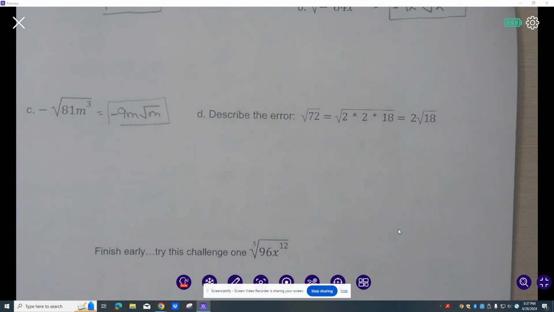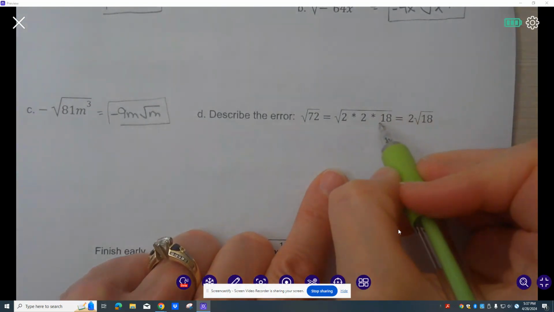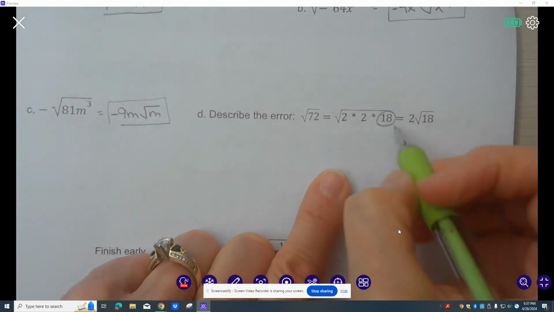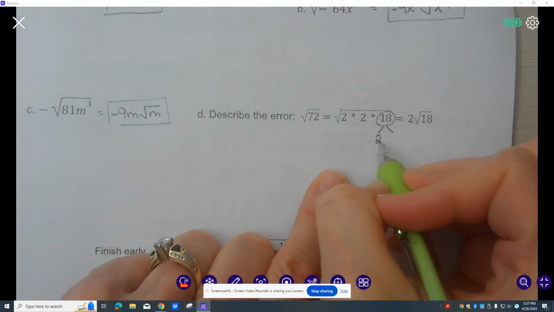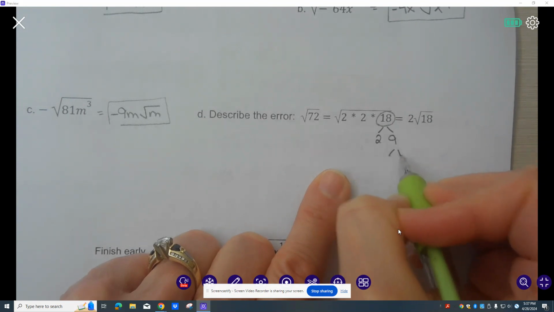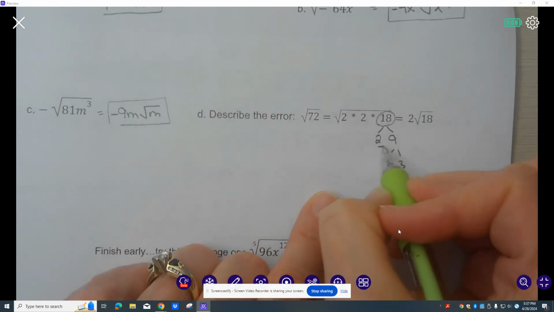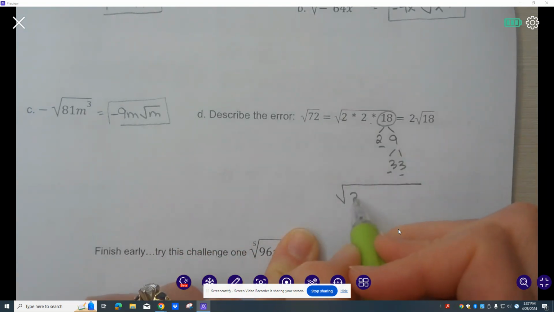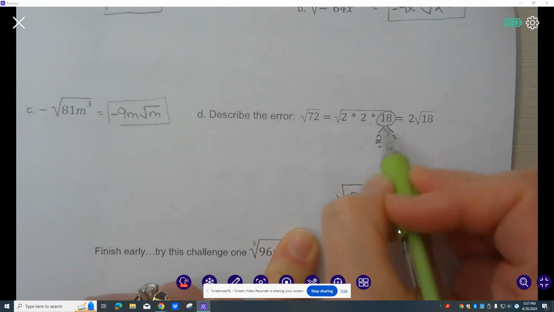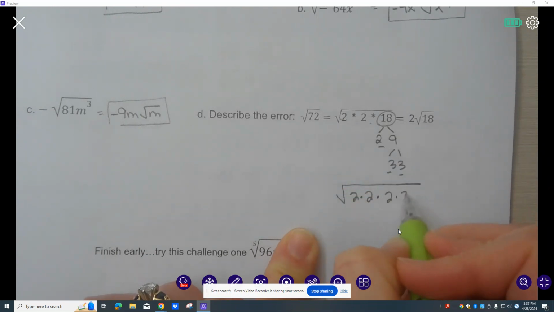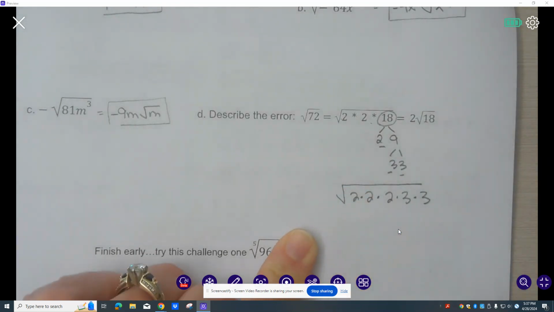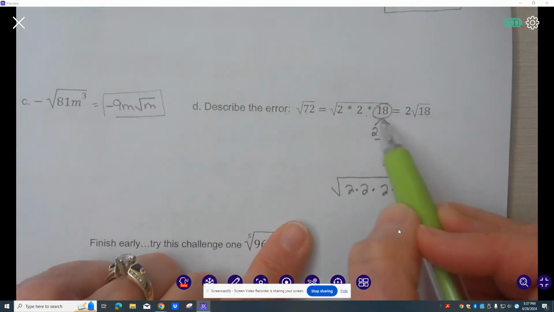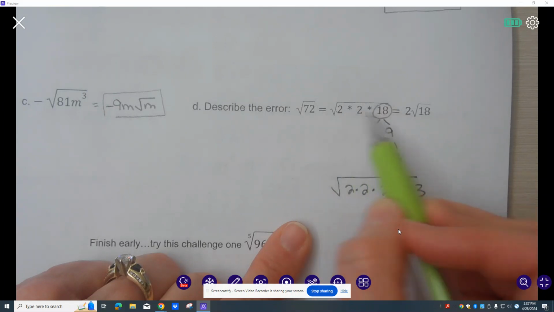This one, you had to find the error. Well, I can see right here, this is not a prime number. So they didn't make their tree go far enough. They should have written this as 2 times 9 and then 3 times 3. So what they should have are these two 2's that they had, but then they needed to jailbreak further. Times 2 times 3 times 3. So they didn't do their tree all the way down to prime numbers. I should have all prime numbers in here.